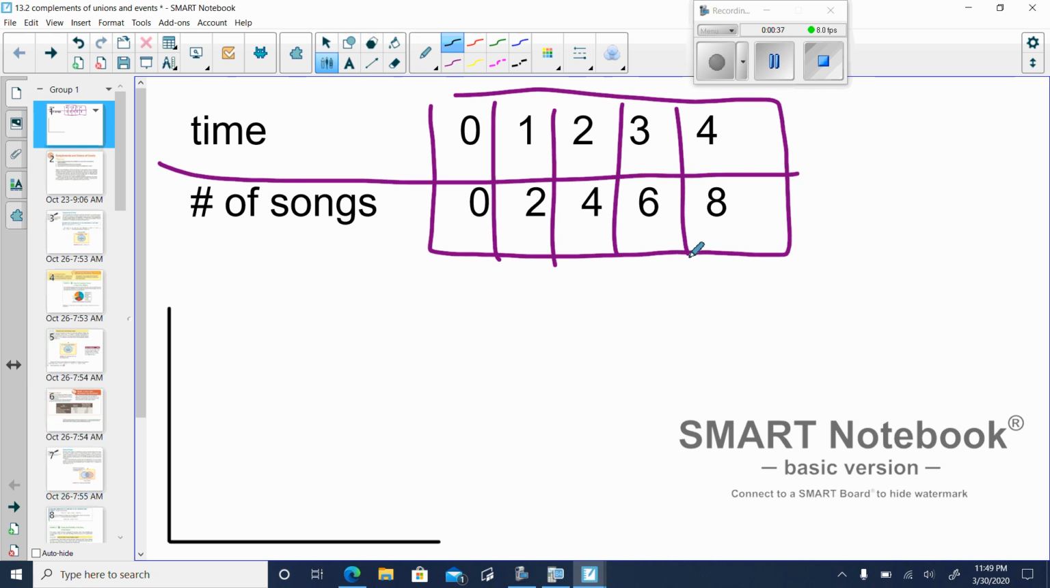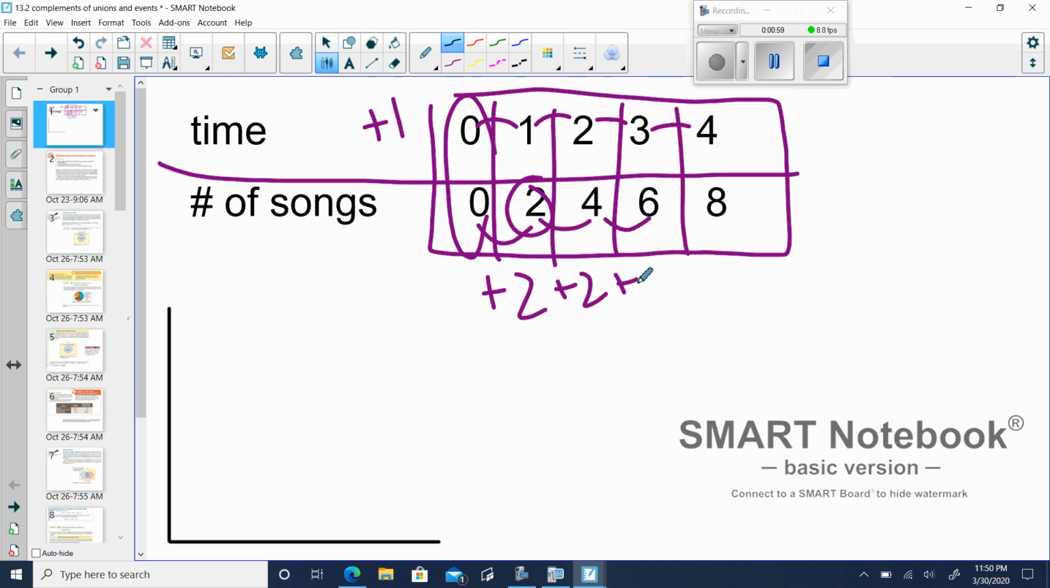Well, they tell us in words. They say he could download 2 songs from the internet each minute. So that's expressing it to us in words. Then we see right here, we go from 0, 0 to 1, 2. So every time we're increasing by 1 here with our X, we're increasing by 2 with our Y. All right, so there's a consistency right there.